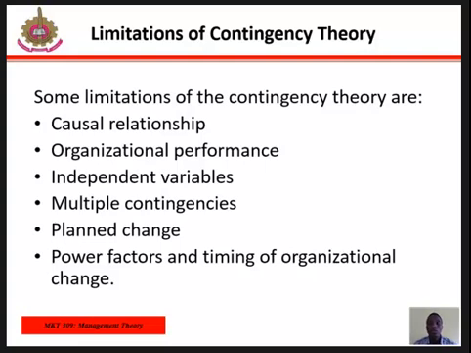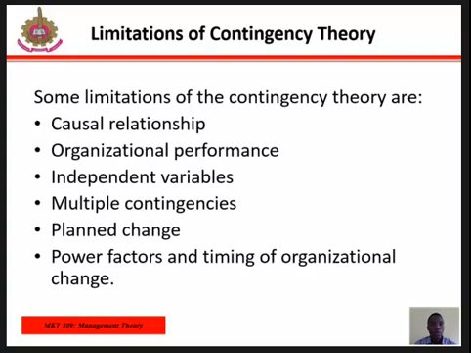Most contingency models imply a causal relationship between structure as an intervening variable and performance as a dependent variable. This relationship is open to question. Then another limitation is organizational performance. Contingency models argue that there is a fit among components of organizations and situational variables related to maximizing organizational performance, but organizational performance is multifaceted.